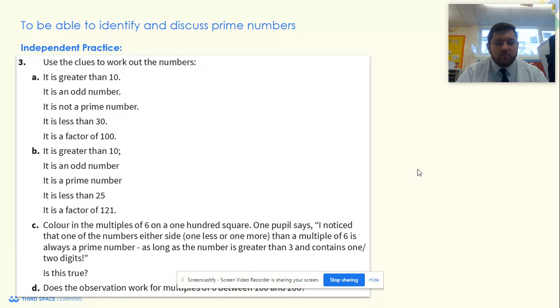To finish off, you have some problems to work out. So as you go through those questions, think really carefully about what you've learned so far. Reason with them and take each step at a time.